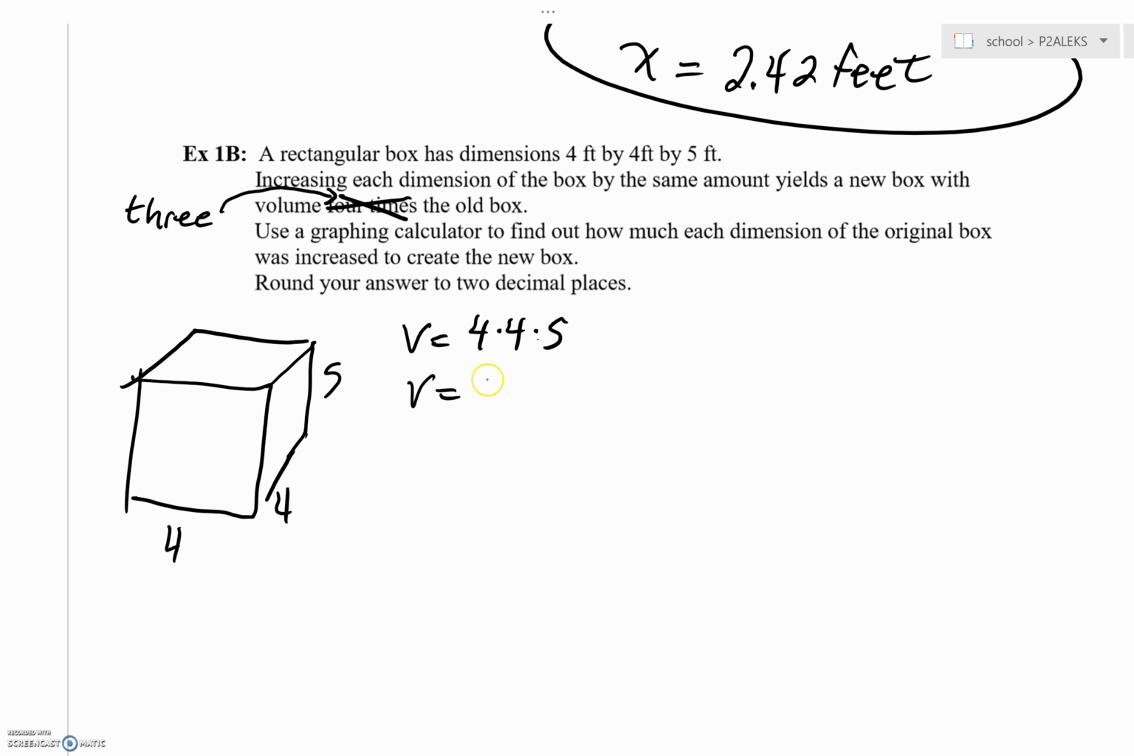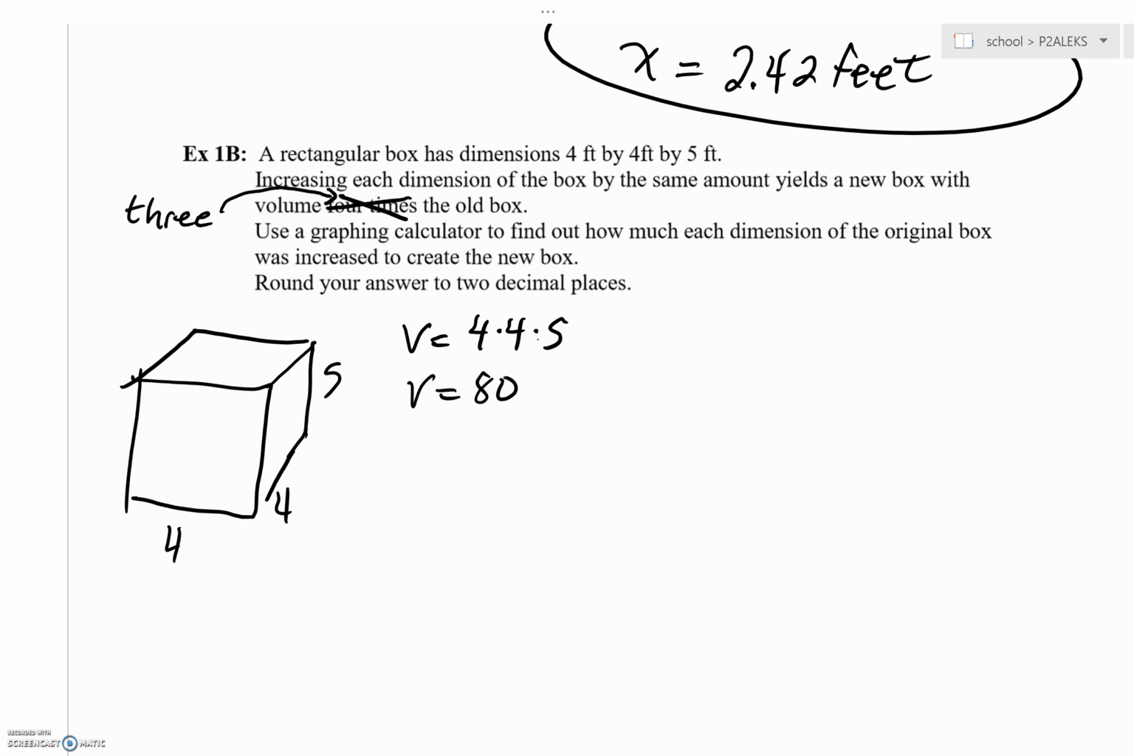You might need that later on, should you ever be asked about it, but that is your volume, one of the easiest geometry problems. Volume of a box, length times width times height. But saying increasing each dimension by the same amount. When you are increasing, what kind of math are we doing? Not multiplication, but adding. They're saying you increase by the same amount.